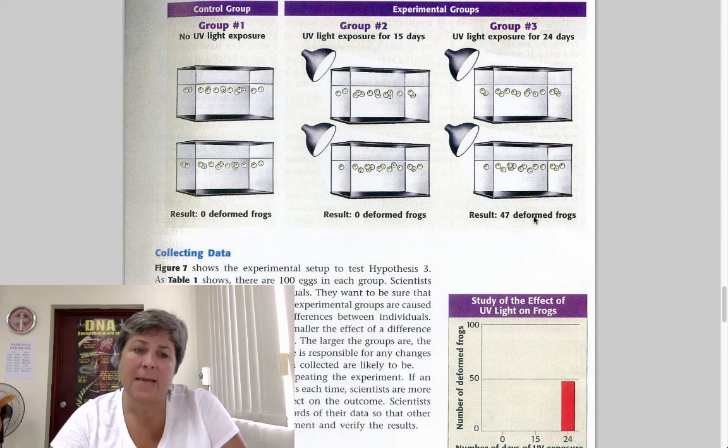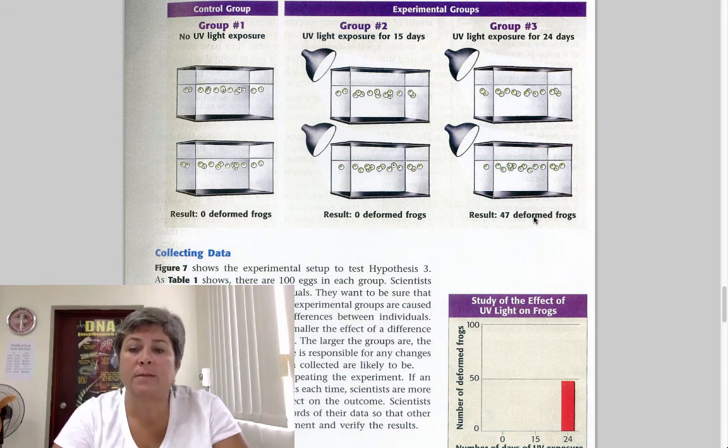They started out with 100 eggs. Now, you know that some of those eggs are not going to actually develop into frogs. They're going to die before they reach adulthood. But that's a pretty substantial number out of 100.